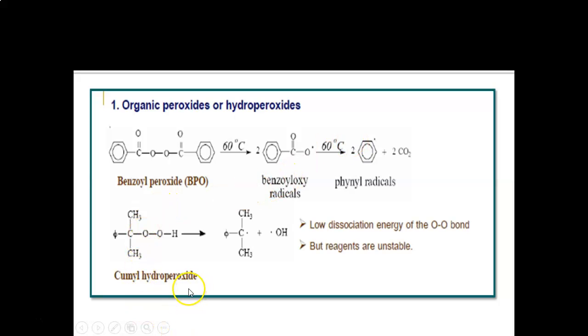Now we look at the cumyl hydroperoxide. The breakup of the bond is here. Okay, so it will produce CH3 plus OH. Low dissociation energy of the OO bond, but the reagents are unstable. So we rarely use cumyl hydroperoxide.